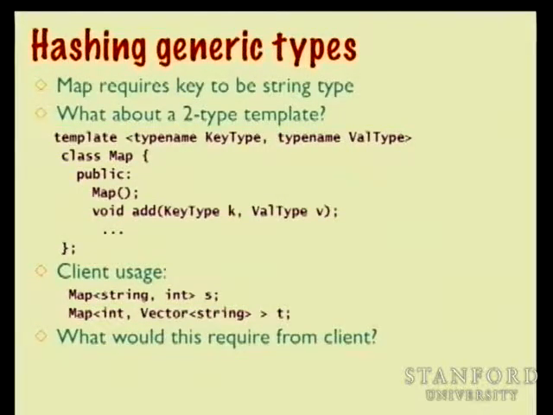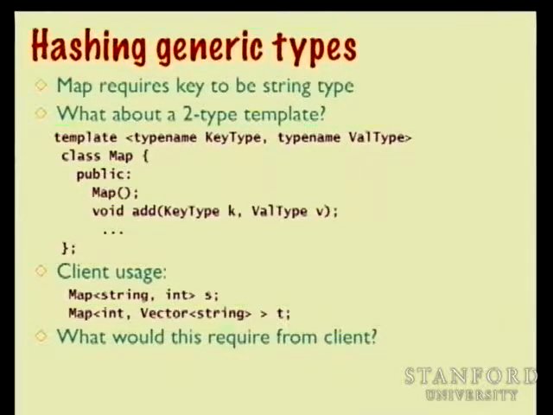Given how our map is implemented as a hash table, that actually starts to make sense. If you're going to take the key and jumble it up and map it to a bucket, you need to know something about how to extract information from the key. In this case, knowing it's a string means you know it has characters, you know its length, and you can do those things.